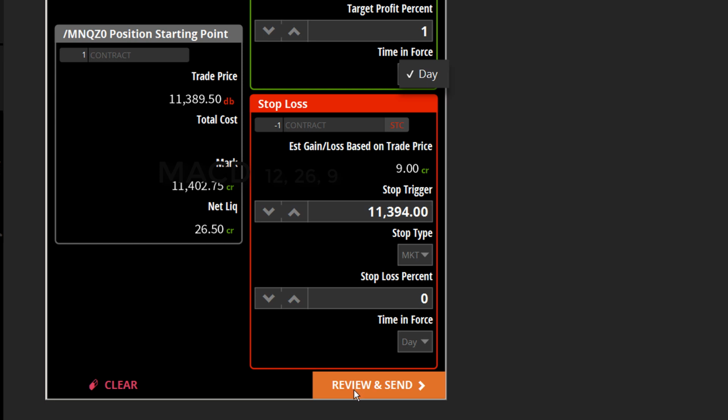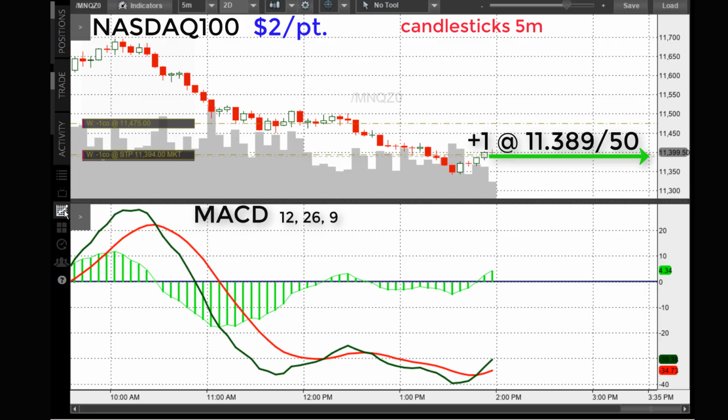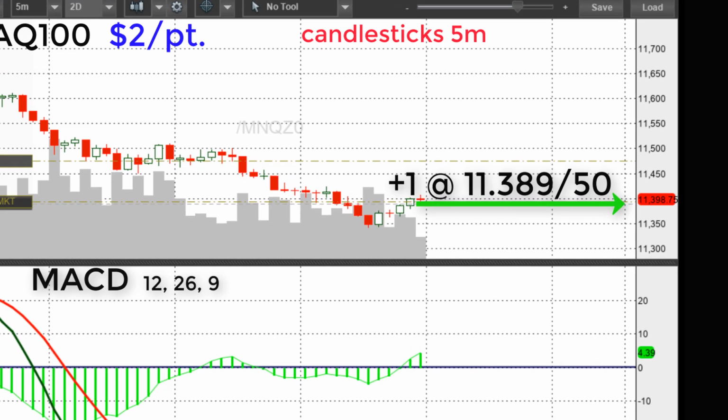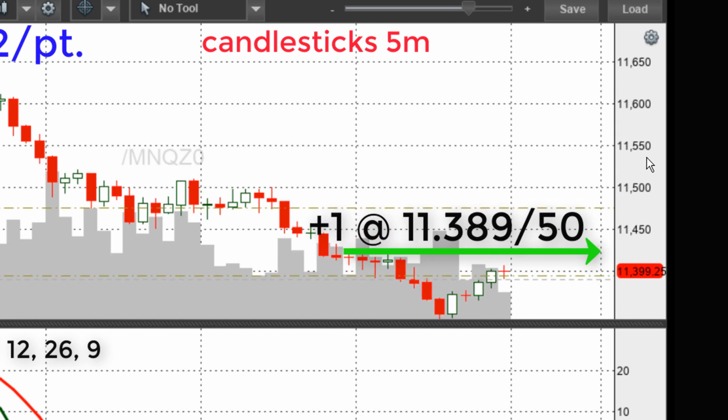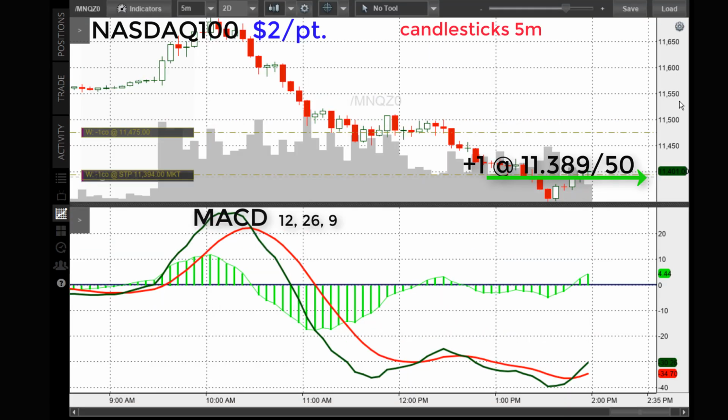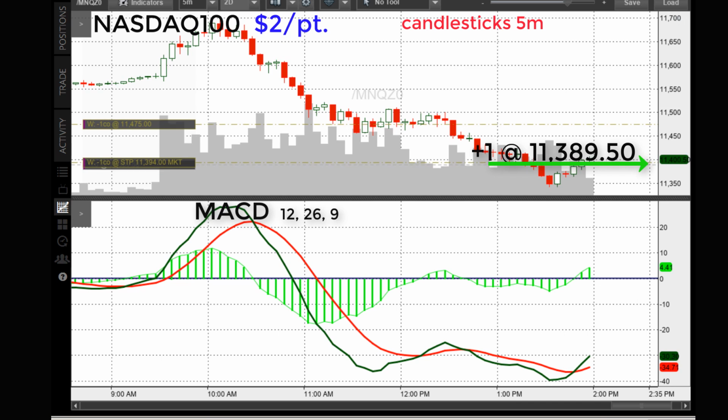I put in the stop market loss order at 11,394. As you can see, I'm trading 11,398 right now, 11,400. And I've got just a little bit of margin in there, but I don't want to lose money on the trade, so I like to use that bracket order and put that stop market order in there at the first opportunity that I get.